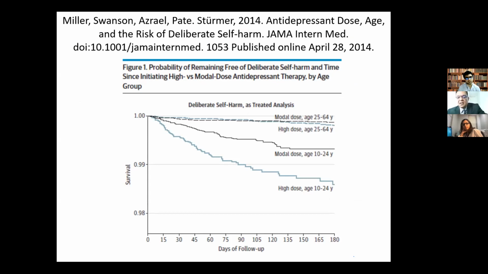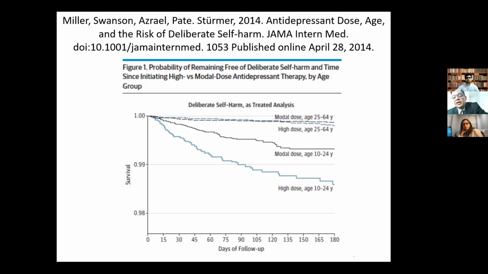What do you see? The lower the survival curve, the worse the survival rate. This is a survival analysis, a Kaplan-Meier curve, as we call it in statistics. When you look at the uppermost lines, those are for patients aged 25 to 64 years. Modal dose, which is the conventional dose, and high dose, not much separation there.